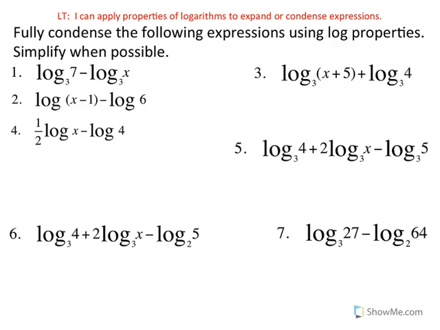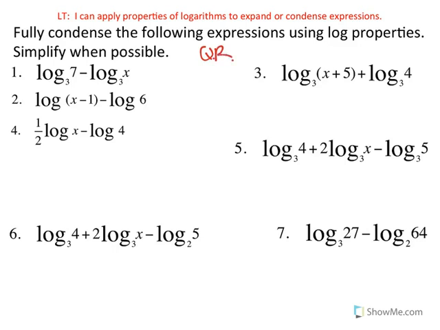Okay. So for number 1, I've got log base 3 of 7 minus log base 3 of x. What do I have? If you start describing what you're reading in number 1, you should be describing, I've got 2 logs with the same base that are being subtracted. Which rule involves subtracting 2 logarithms that have the same base? That would be the quotient rule.